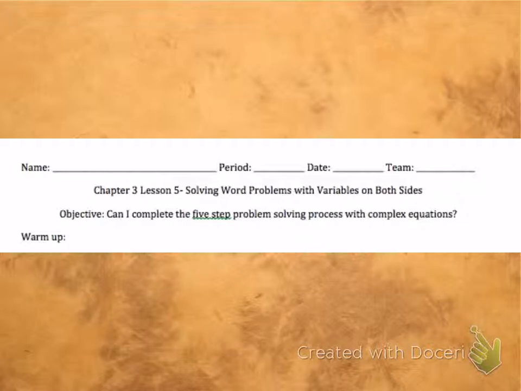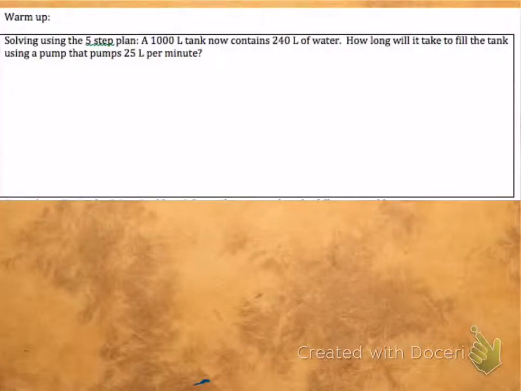Today's notes are on Chapter 3, Lesson 5, solving word problems with variables on both sides. So your objective is to complete the 5-step problem-solving process with a more complex equation. So the variable will appear on both sides of the equation. So let's start with our basic equation that we had in 3.4.